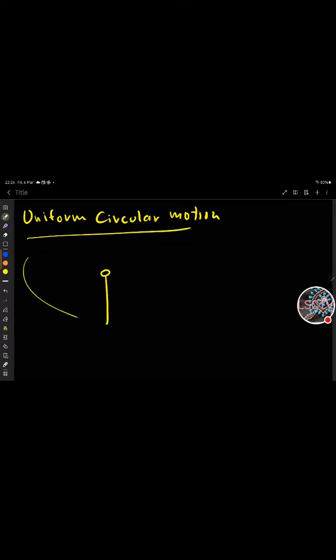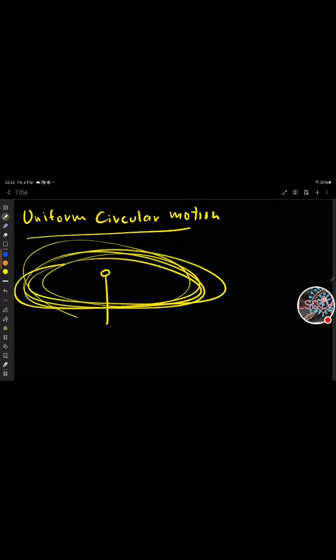Now the last topic we have is uniform circular motion. What is uniform circular motion? Simple. Let's say you have a stone and you rotate it like that.